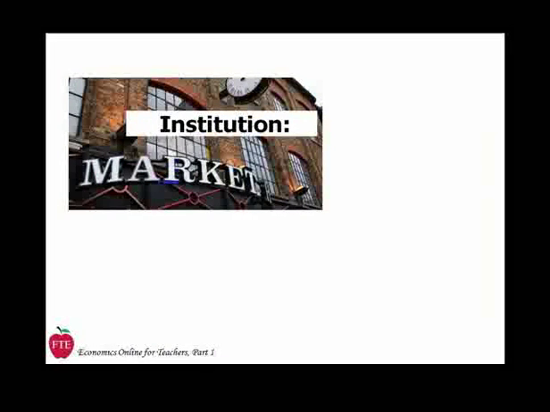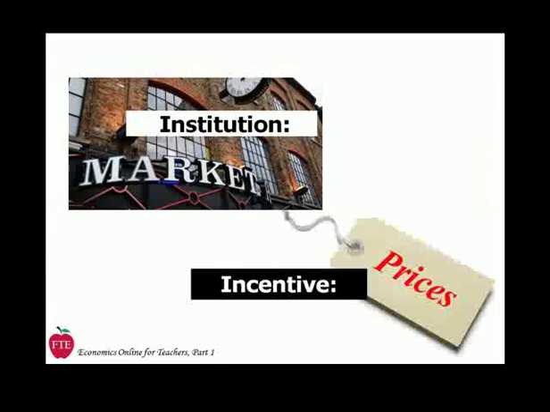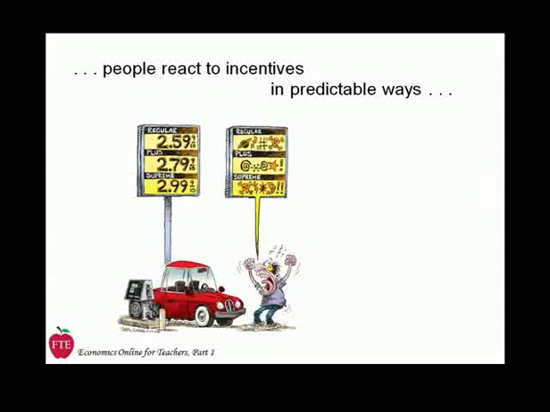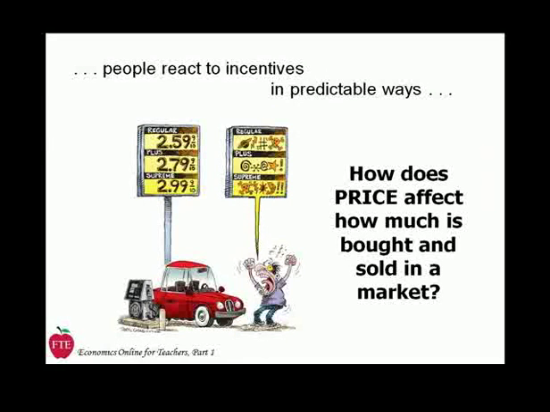Okay, so brief review. The institution is markets and the incentive is price. And one of the things we know about incentives is that people react to incentives in predictable ways. So what the model of this market institution should be able to tell us is how people react to changes in that price incentive. In other words, the model should help us to understand how price affects the amount that is bought and sold in a market.